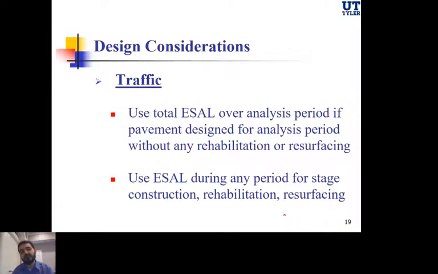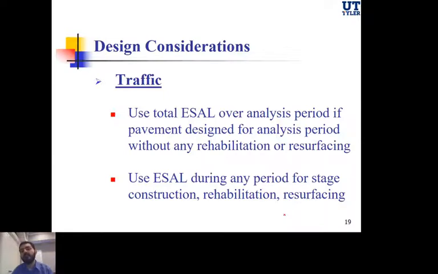So as a continuation related to the ESALs, again, we need to use the total ESALs over the analysis period if the pavement is designed for the analysis period without any rehabilitation or resurfacing. So what does this mean? It means if I know that the analysis period will be 20 years, and I'm designing this structure from the very beginning for a certain thickness that will last for 20 years, then I need to include all the ESALs projected for these 20 years.